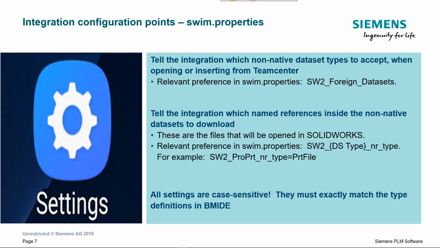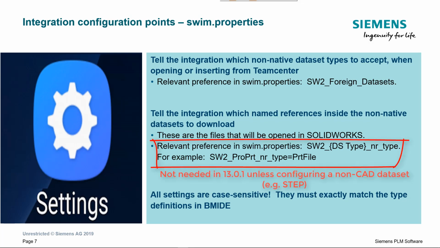Several configuration settings serve to tell the SolidWorks integration which non-native formats may be used as components. Two sets of preferences in swim.properties specify the types of datasets, and the named references within those datasets, that are eligible for reuse. Please note that all type names must appear in the swim.properties file exactly as they are defined in the appropriate BMIDE template, including case.